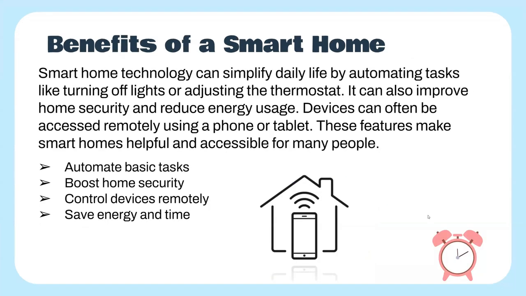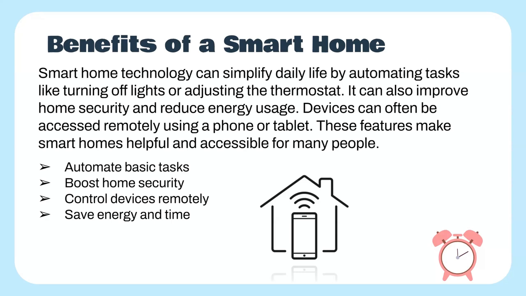So, some benefits of a smart home. Smart home technology can simplify daily life by automating tasks like turning off lights and adjusting the thermostat. It can also improve home security and reduce energy usage. Energy usage is a big aspect of what a smart home is designed to do. Maybe it realizes that you're not in the room. I don't know if this is exactly how it works, but it might notice you're not in the room and turn the lights off, or maybe it'll automatically turn them off at a certain time.